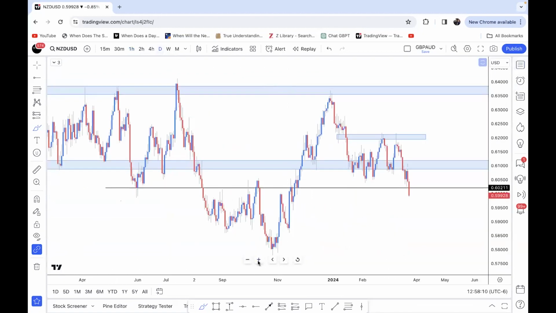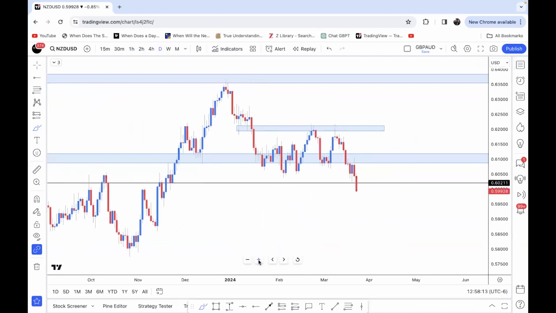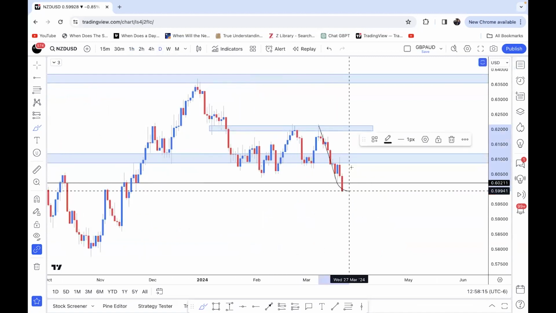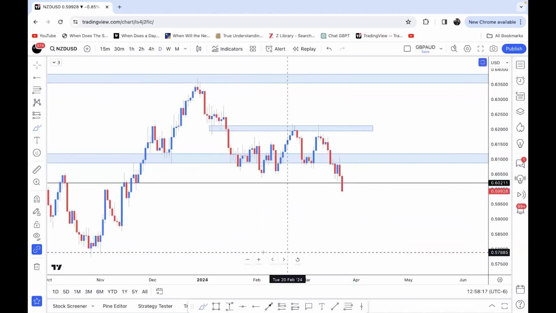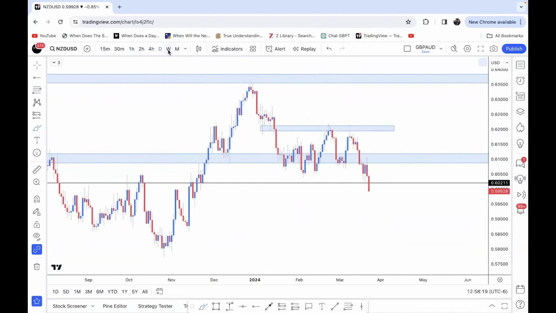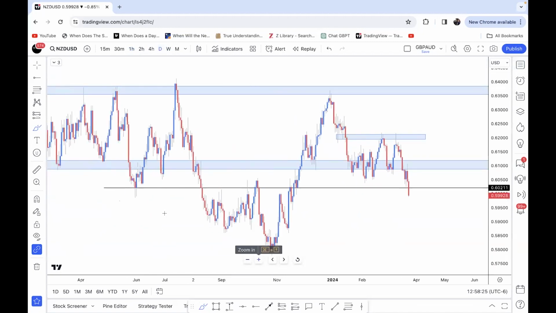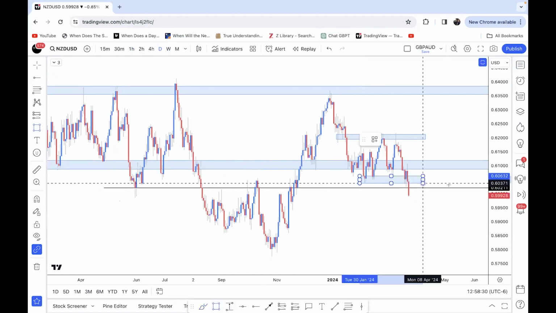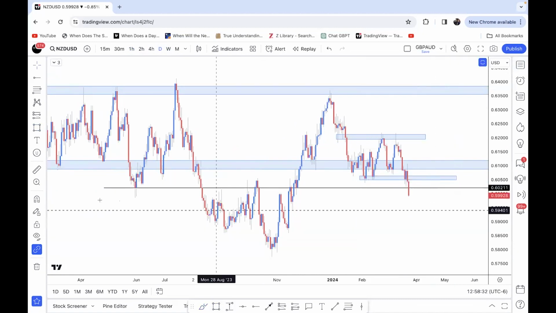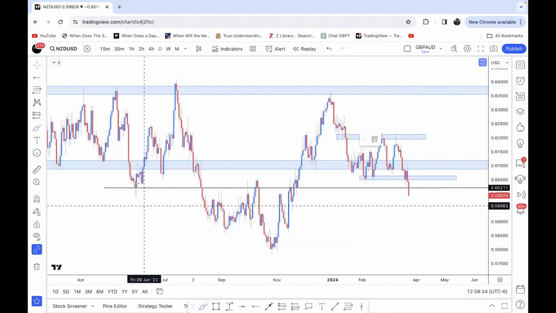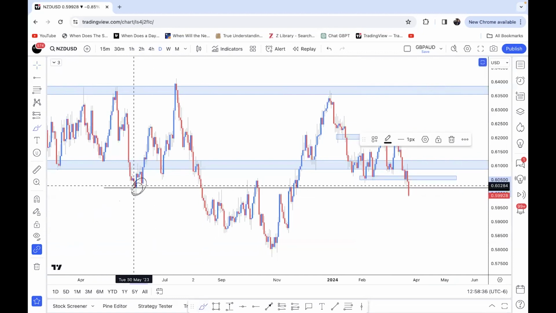NZDUSD, same thing. Strong breakdown, right? This is a big fall going in line with the strength of the dollar. Now where price is at based off the daily, we're seeing a break below structure. So if we look to the left, always look to the left to go right. Price just broke not only this low, it broke below this structure. If we look to the left, it just broke below this level of support.